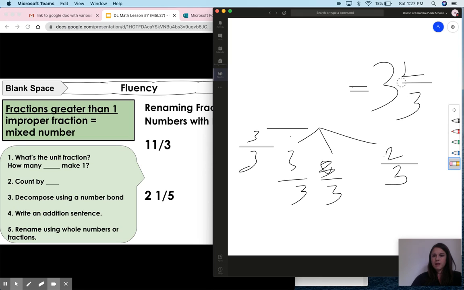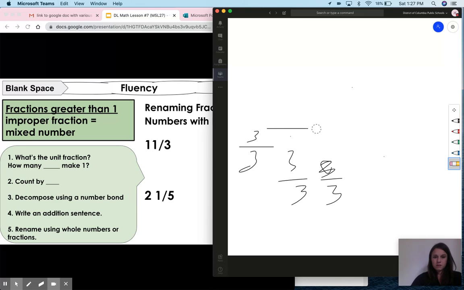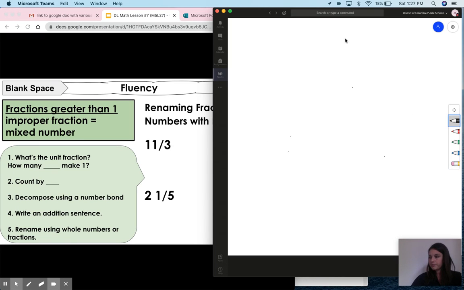Next one gets the opposite type of number bond, because the next one is what form? Yes, great. It's a mixed number. 2 and 1/5. Why is it a mixed number? What two parts does it have? Whole and fraction. Good. Number bond it.